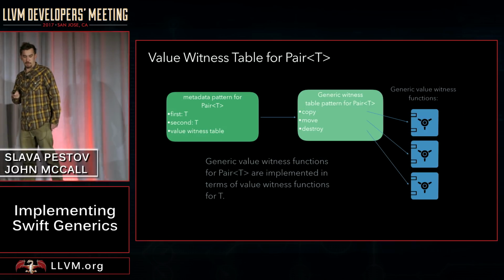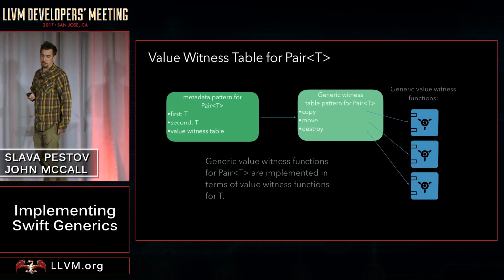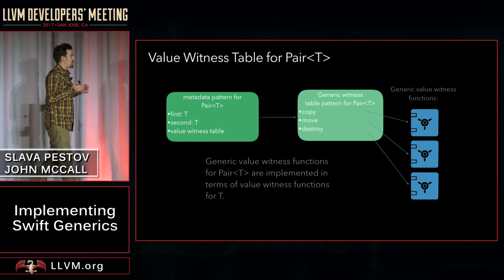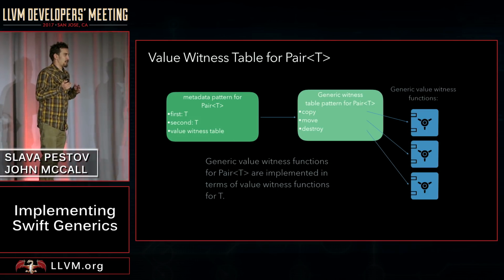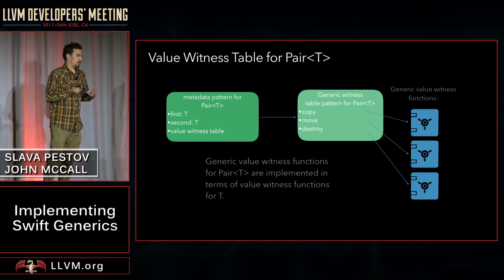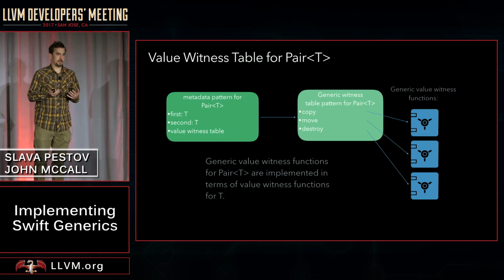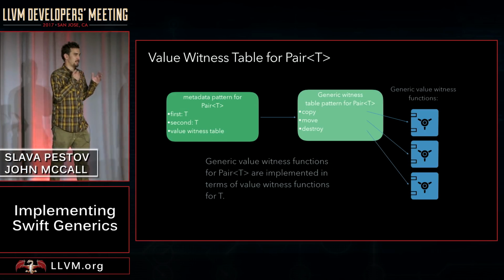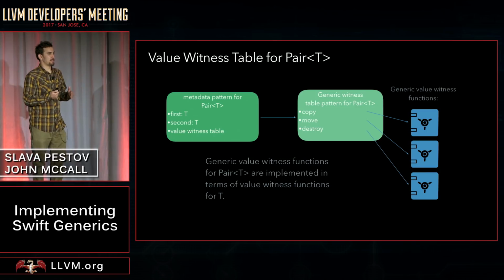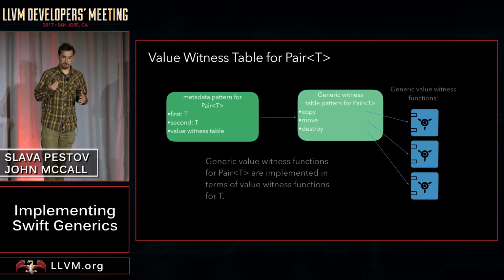And let's look at value witness tables for generic types in a little bit more detail. So when we compile the definition of pair of T, we emit these generic copy, move, and destroy operations that basically delegate to the value witness functions of T. And so when I'm copying a pair, first I copy the first component, and then I copy the second component. And similarly for move and destroy.